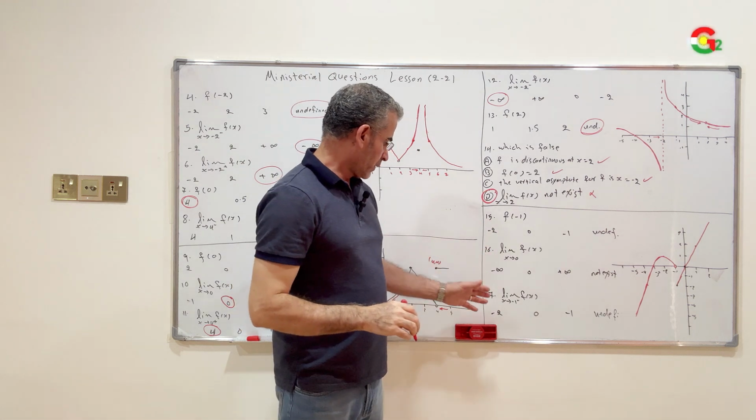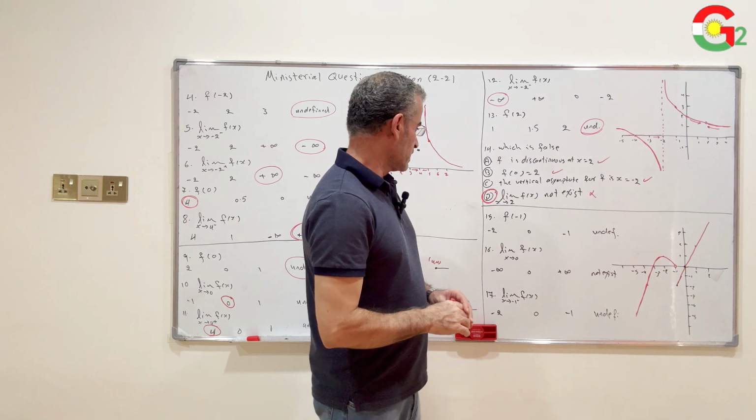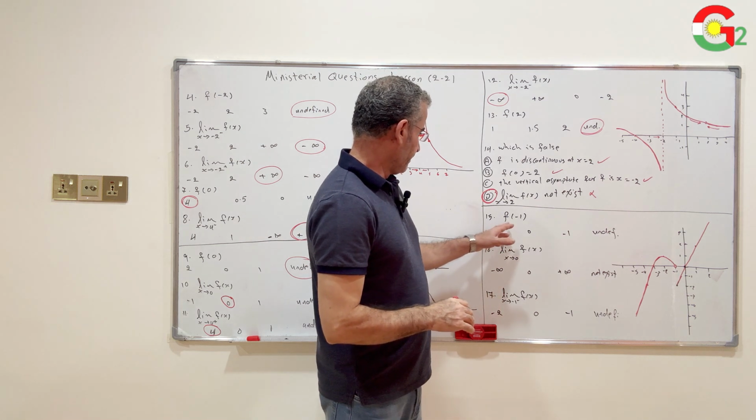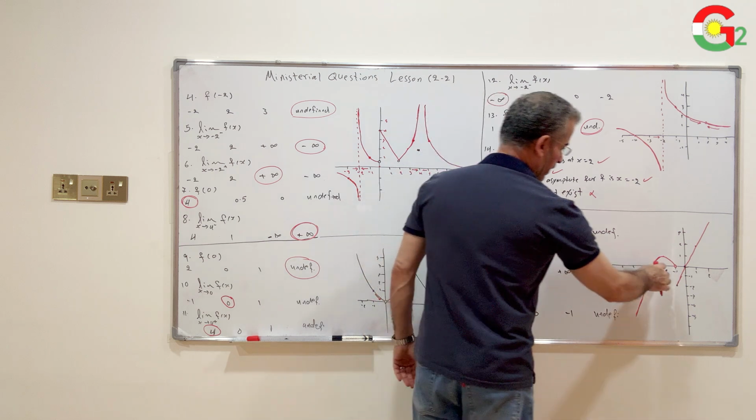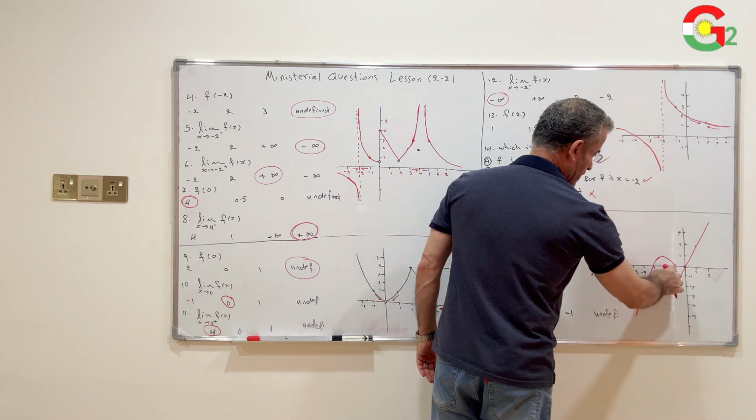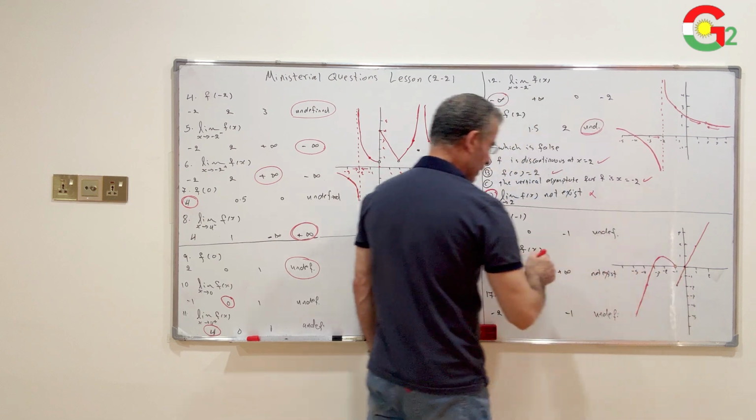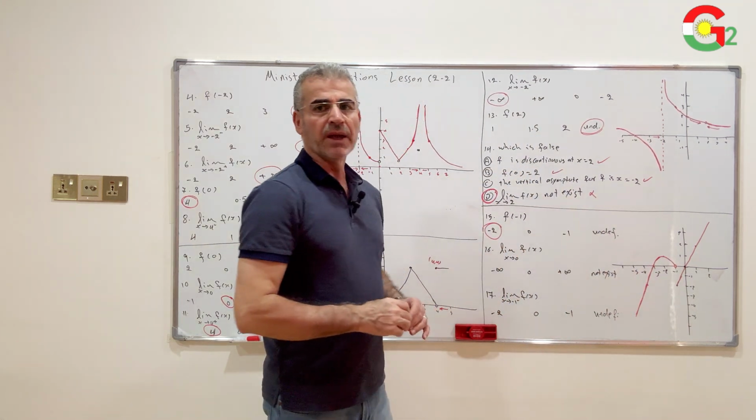Question number 14 to 17, use this graph to answer them. f of negative 1. This is negative 1. f of negative 1, it is negative 2. It is not 0 because there is a gap here. Then the choice A.